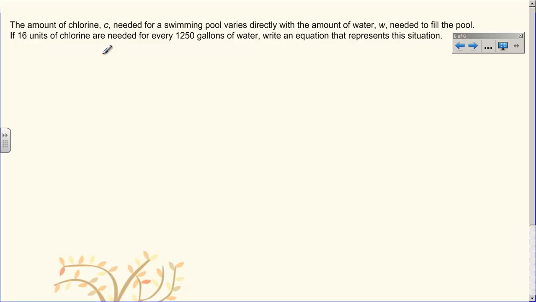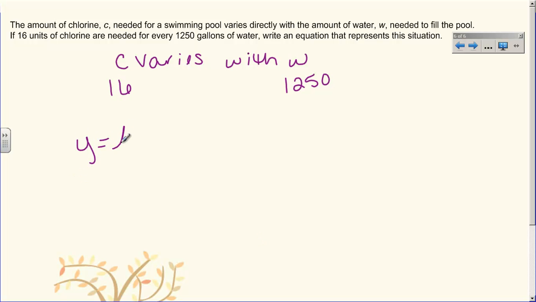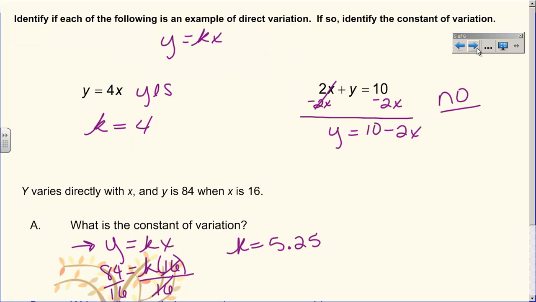The amount of chlorine C needed for a swimming pool varies directly with the amount of water W needed to fill the pool. So C varies with W. That's going to be important. If 16 units of chlorine are needed for every 1,250 gallons of water, write an equation that represents this situation. Well, 16 units of chlorine for 1,250 units of water. I need an equation. Well, they're basically asking you to do what we just did because you're told it's direct variation.